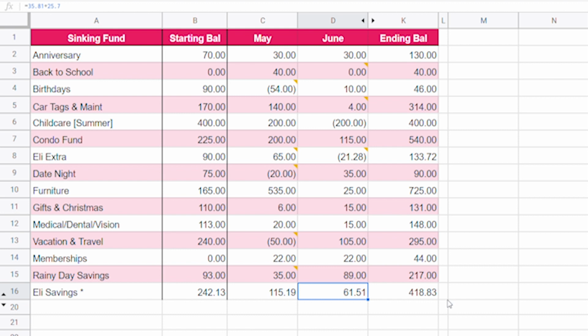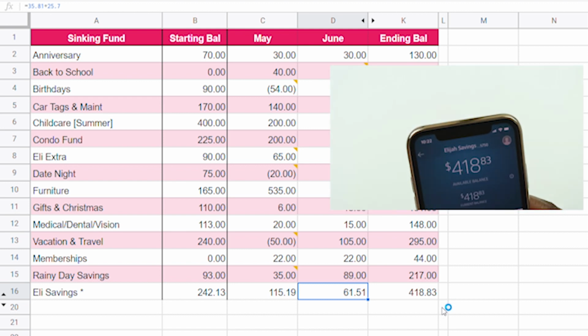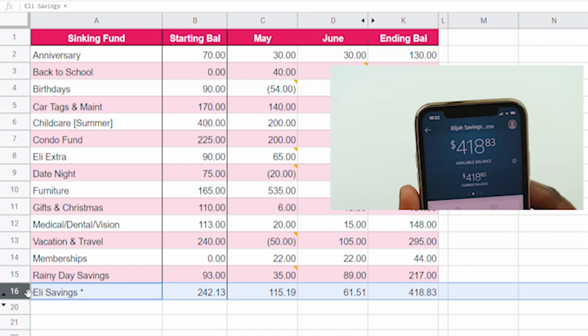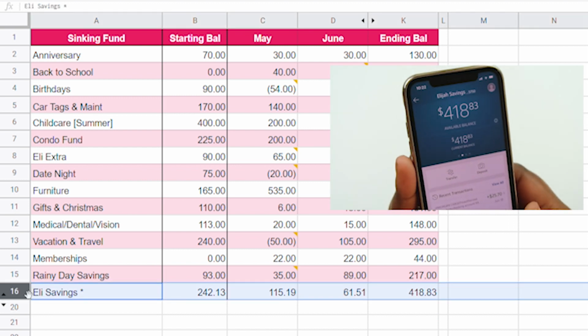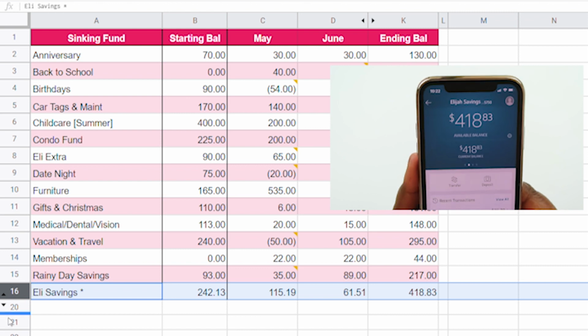So we have a total of $418.83 sitting in Elijah Savings, which is a pretty good amount. You guys know that he's only 7 years old, so we're just going to be trucking right along for the next 9 years or so.